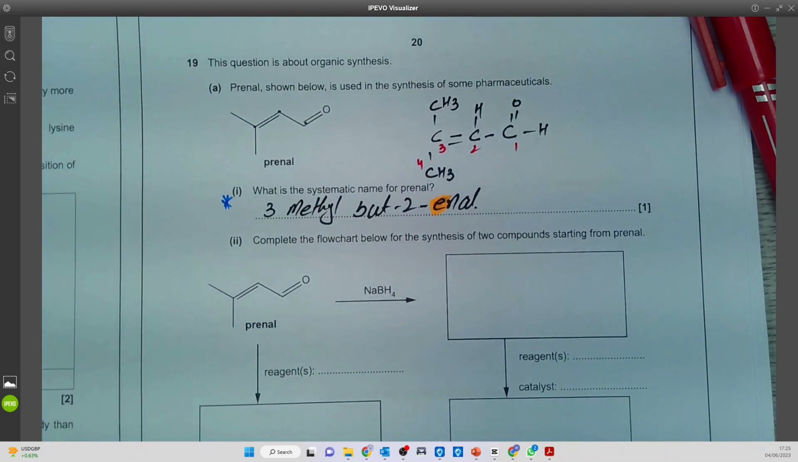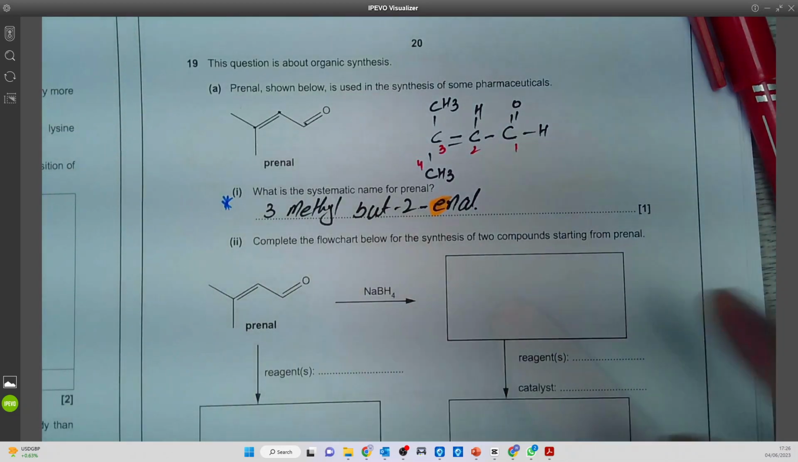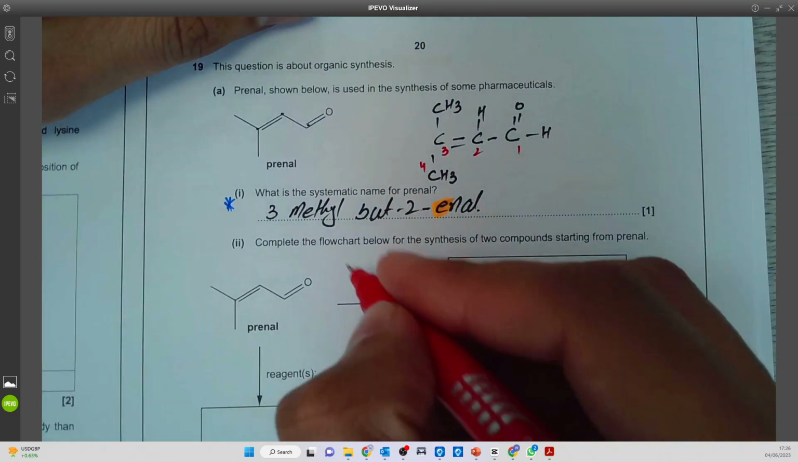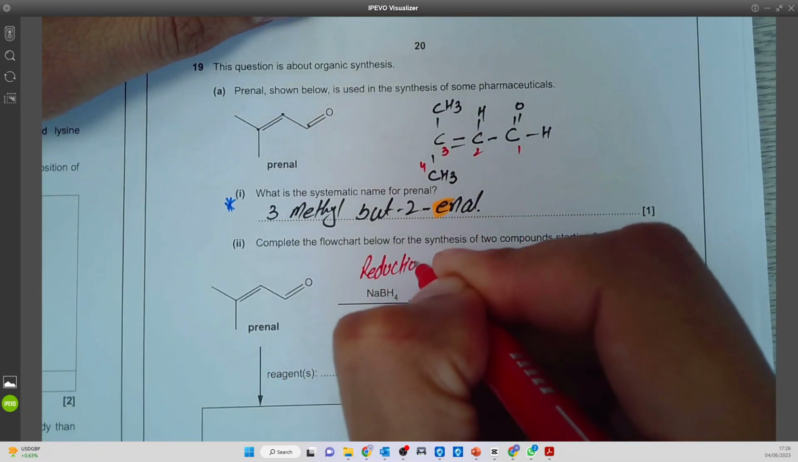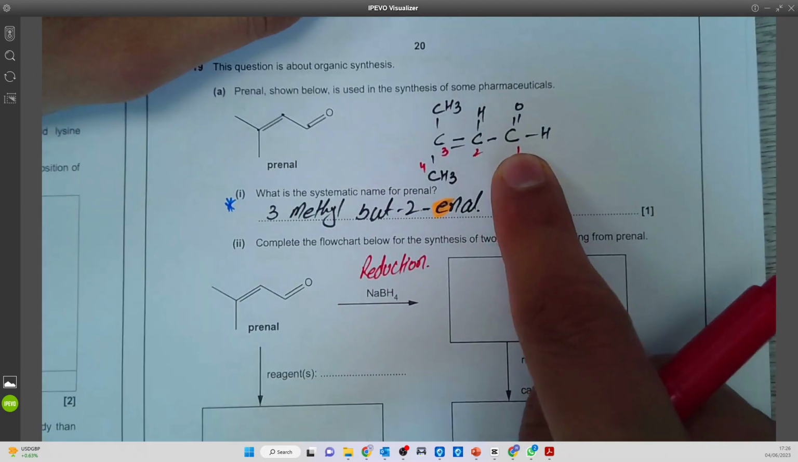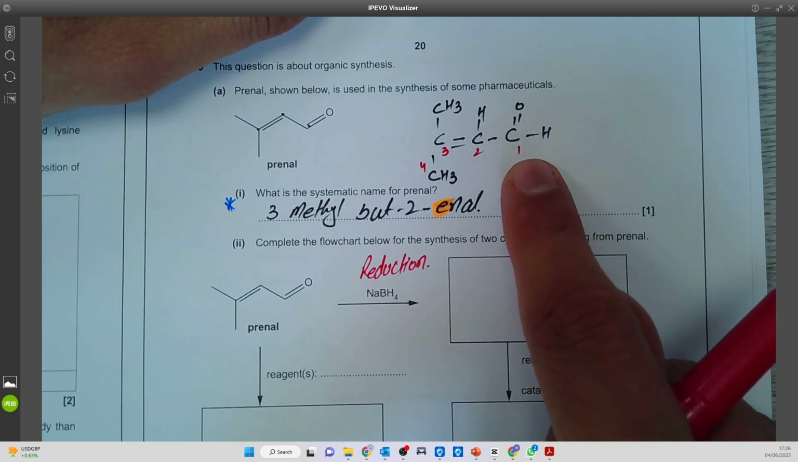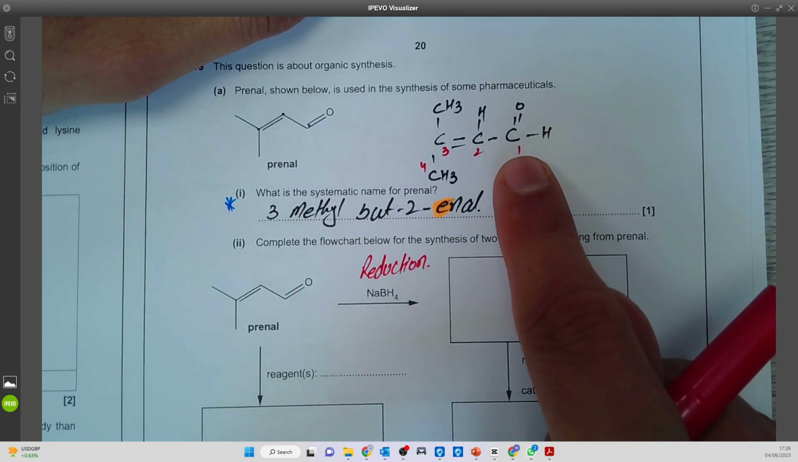The next question says, complete the flow chart below for the synthesis of two compounds starting from prenal. So you've got prenal, you're doing NaBH4. What is NaBH4? This is my reducing agent. So reduction will take place. If I do oxidation, then aldehyde will change into carboxylic acid. In this case, it will change into alcohol.